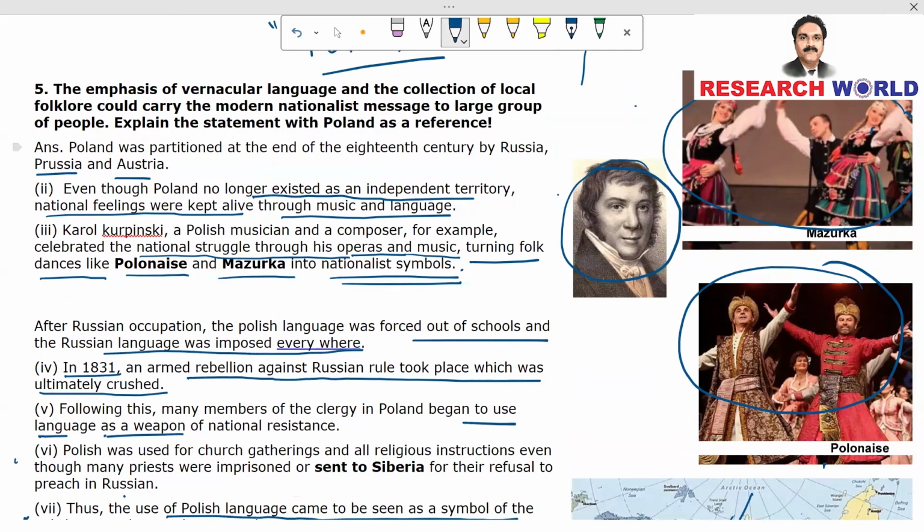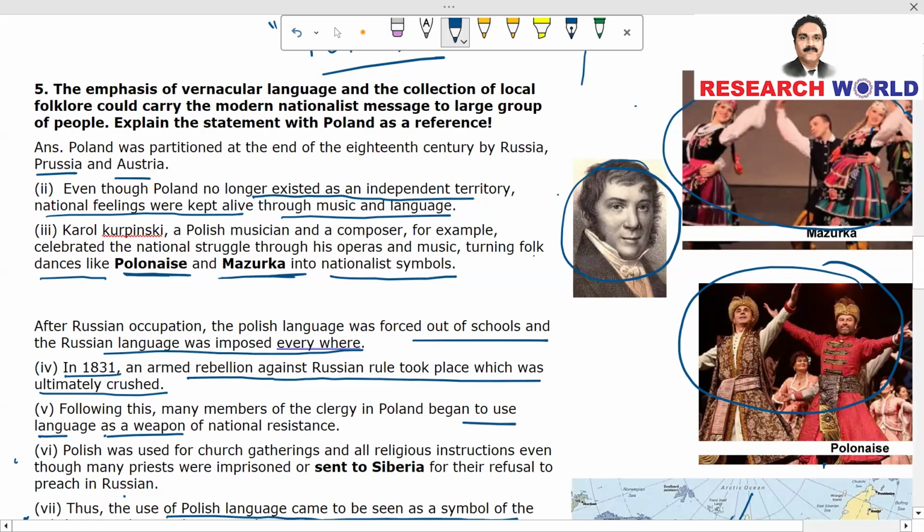So we are using this as Poland was partitioned at the end of 18th century by Russia and Austria. Even though Poland no longer existed as an independent territory, national feelings were kept alive through music and language. Karol Kurpinski, a Polish musician and a composer, for example, celebrated national struggle through his operas and music, turning folk dances like, don't ever forget this point, Polonaise and Mazurka, the two dance forms, folk dances, into nationalist symbols. So this musician spread the idea of nationalism through these dance forms.